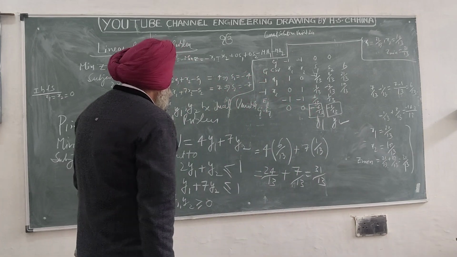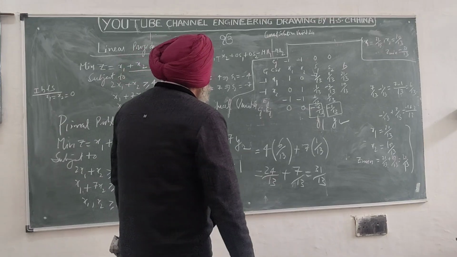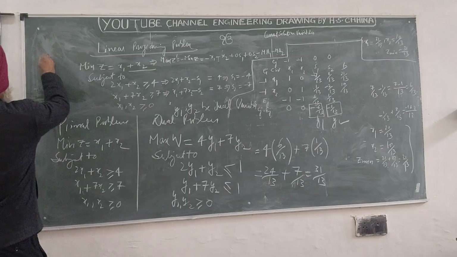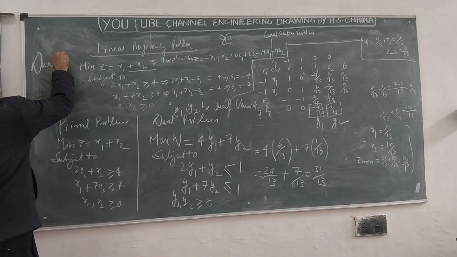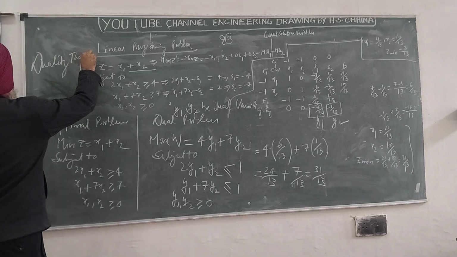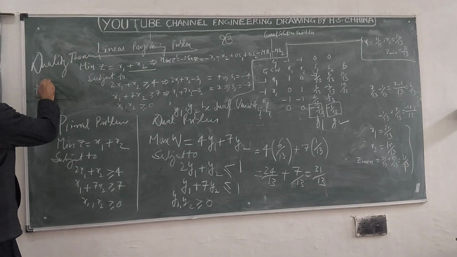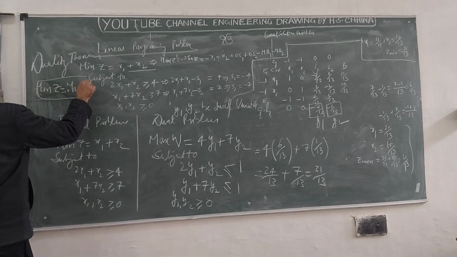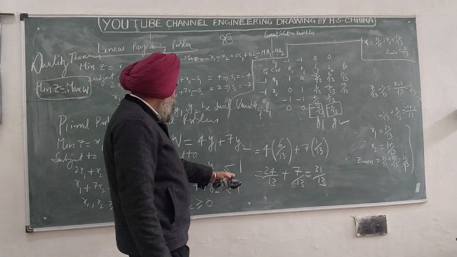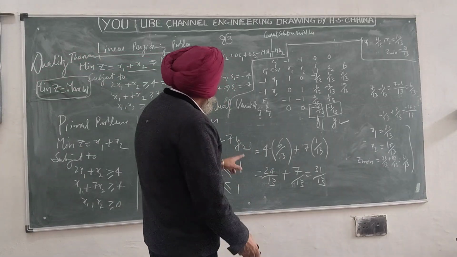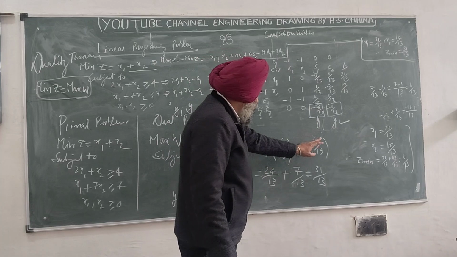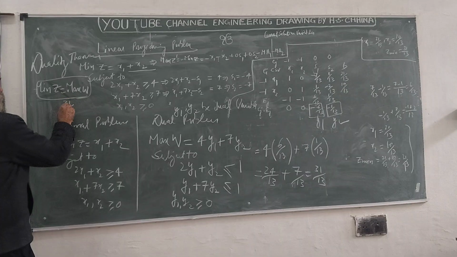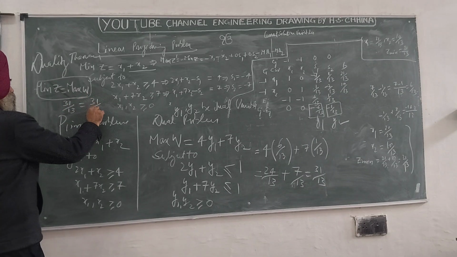What it proves? It proves that in a duality theorem, minimum z is equal to maximum w. This has been proven, and we know the values of y1 and y2. What is the value of y1? y1 is 6 by 13, y2 is 1 by 13, and the answer is 31 by 13. In both cases we got the same result, 31 by 13, 31 by 13.